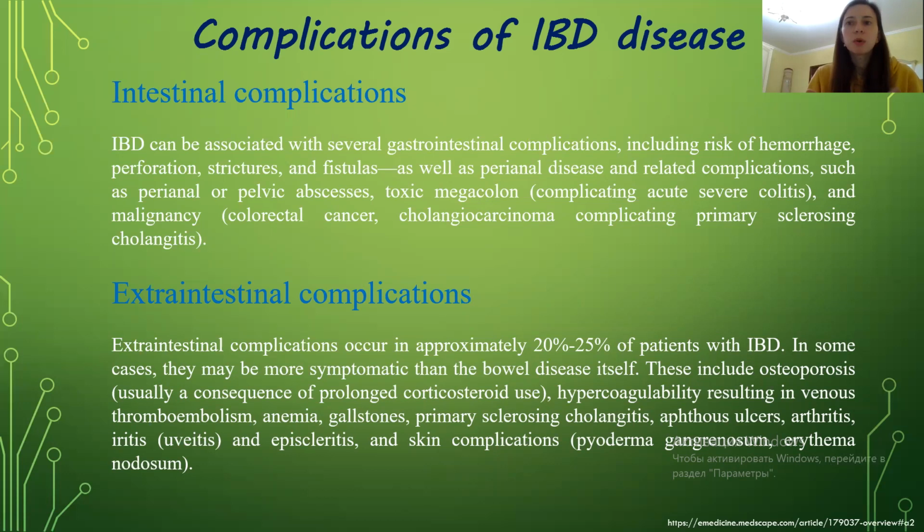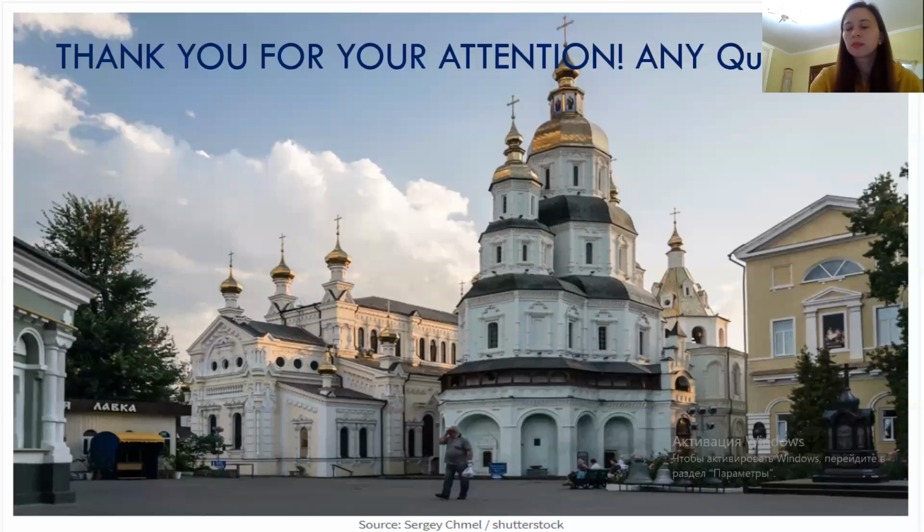And some words about extraintestinal complications. What may they be? These include osteoporosis, hypercoagulability resulting in venous thromboembolism, anemia, gallstones, primary sclerosing cholangitis, aphthous ulcers, arthritis, uveitis, episcleritis, and skin complications.